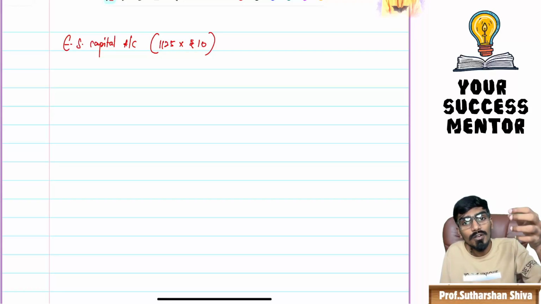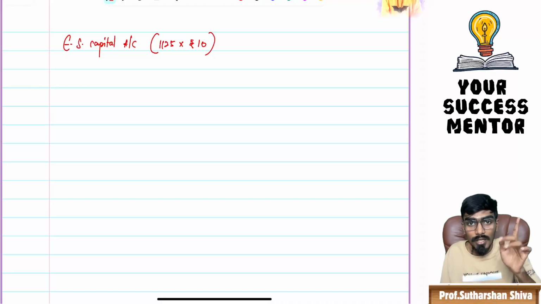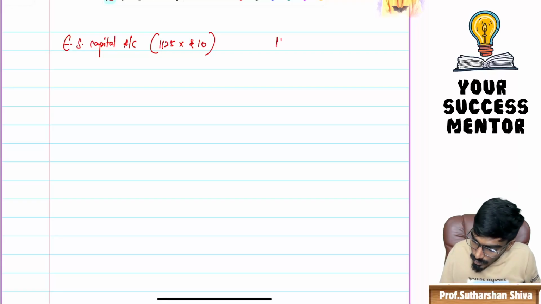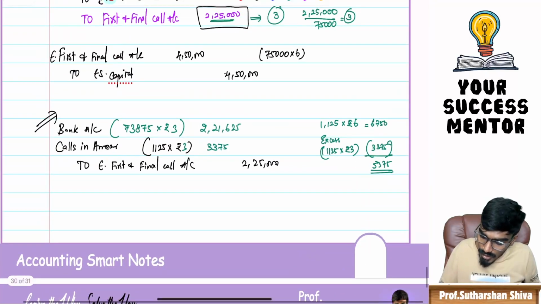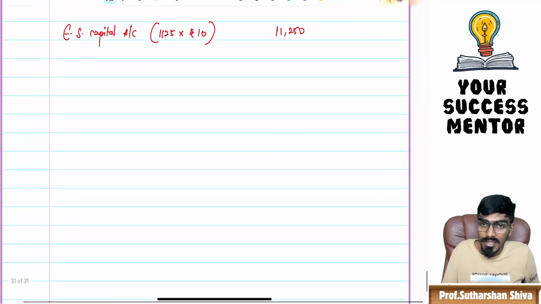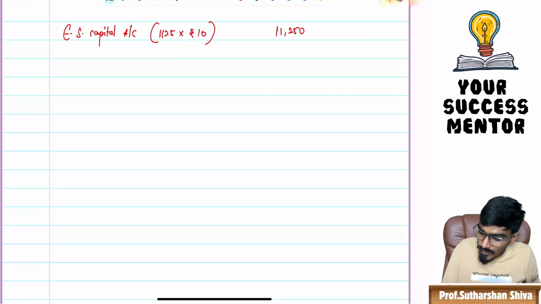Hereafter we never worry about that securities premium. So now equity share capital is just about 10 rupees. You will only be called up with the called up value. Now it is going to be 11,250. After this 11,250, how much are the calls in arrears? On the debit it is 3375. Yeah, reverse it. 3375 is to be your calls in arrears.